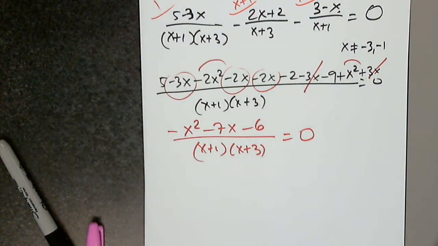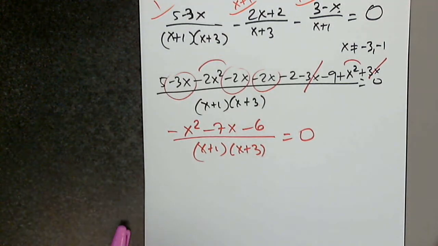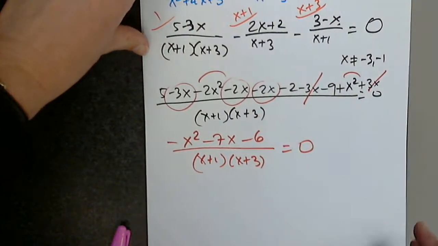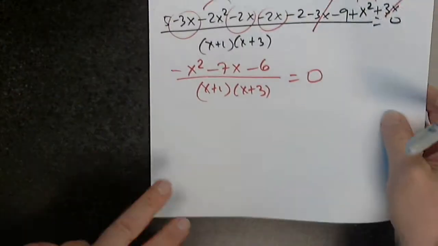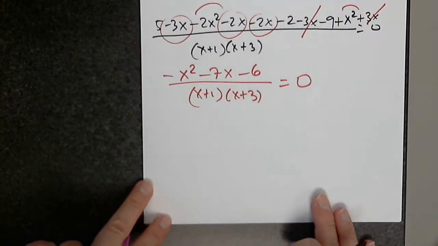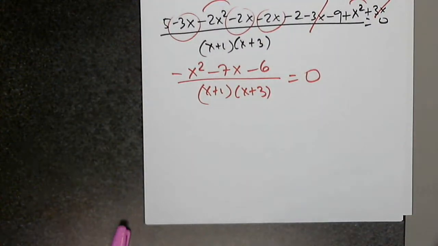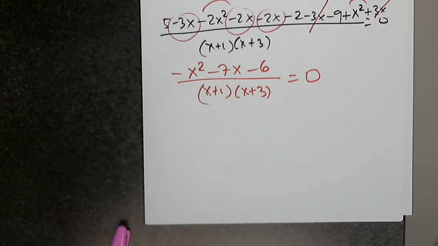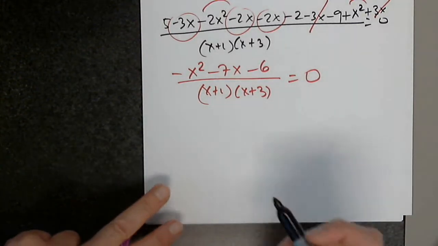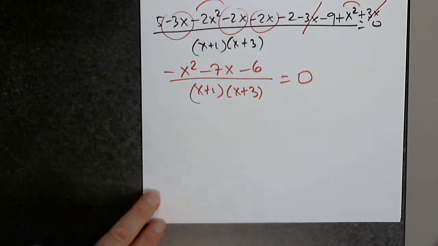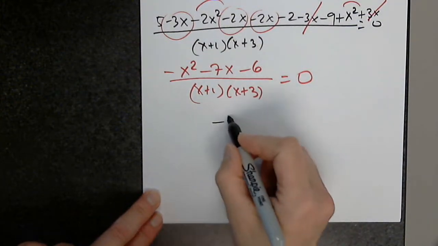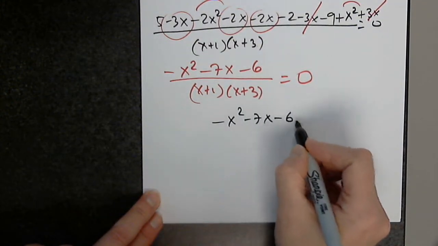Did we get this? A tiny little thing messes up the whole thing. Yeah, I agree. And I can't factor. Yes. So factoring is not necessary right now. We can use the quadratic formula, but we expect them to be factorable. A fraction is 0 only if the numerator is 0. Negative x squared minus 7x minus 6 is 0.